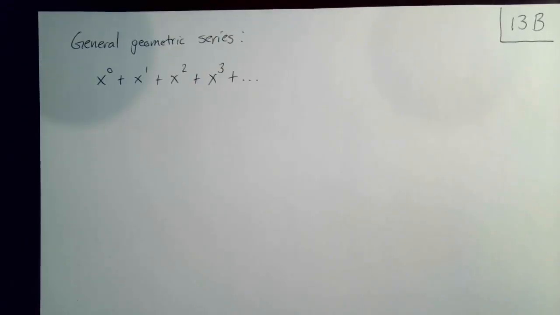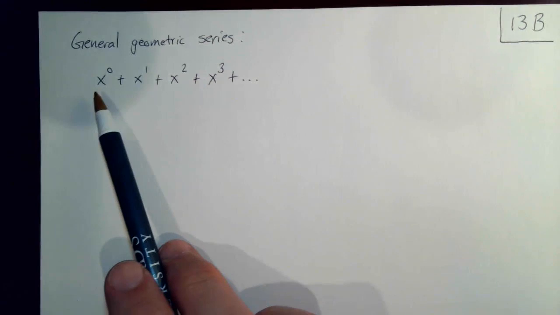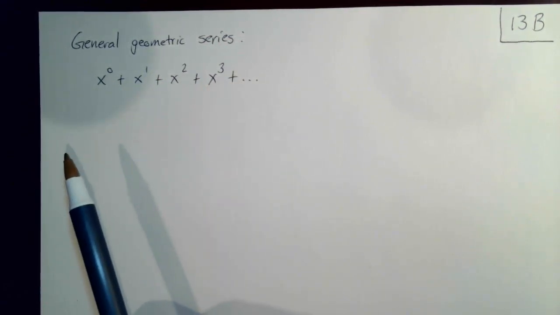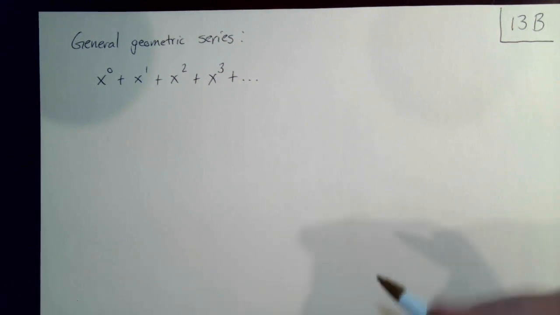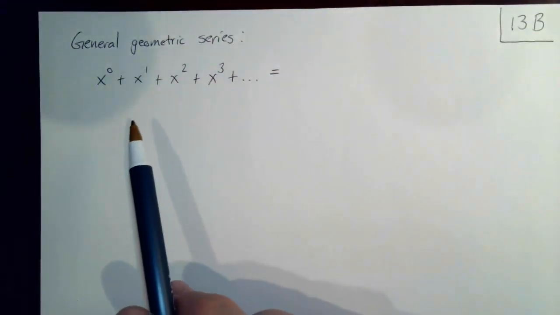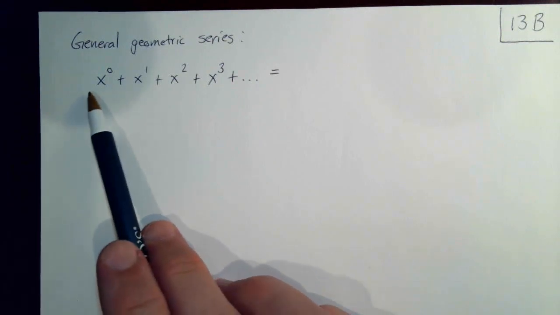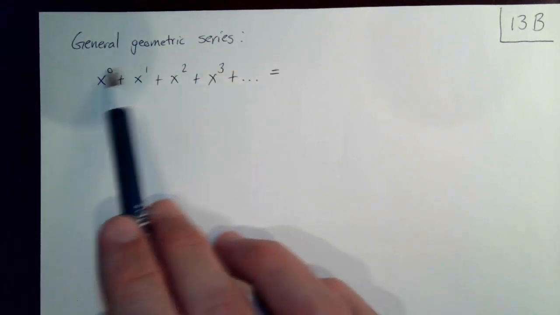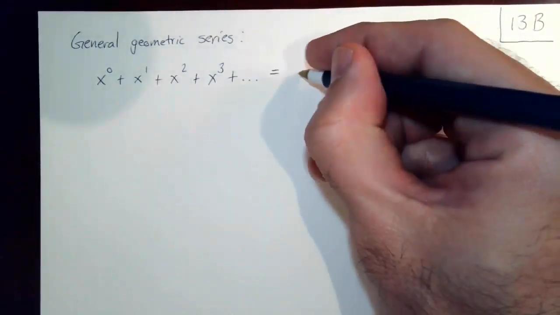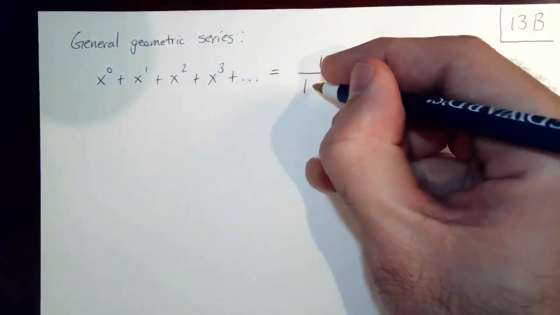Okay, so a general geometric series we can write like this: x to the 0, x to the 1, x to the 2, x to the 3, all added together. And you may remember from calculus, this type of series is typically addressed in calculus 2, that we can write down the sum, even if it's an infinite sum. We can write down the total as 1 over 1 minus x.